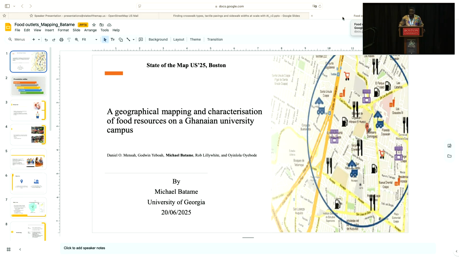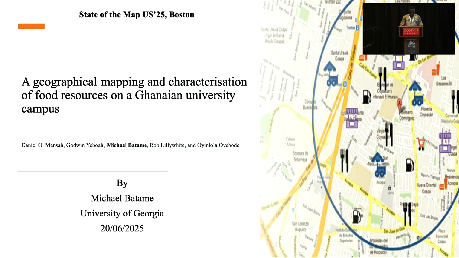listen to my talk. My name is Michael Batame, a graduate student at the University of Georgia, and I'm here to present on my talk, which is a geographical mapping and characterization of food resources on a Ghanaian university. Thank you. And I happen to be a co-author on this paper, which was actually a collaboration between University of Ghana Youth Mappers and a PhD student at the University of Warwick in the UK.